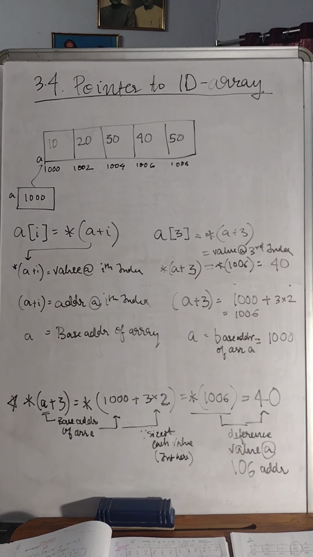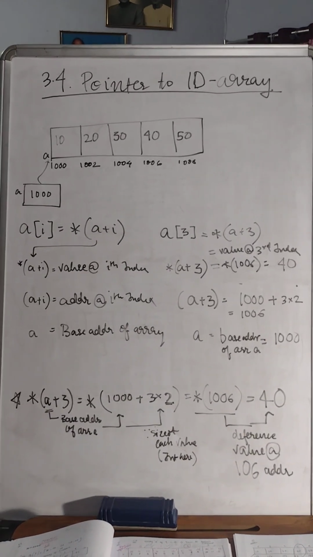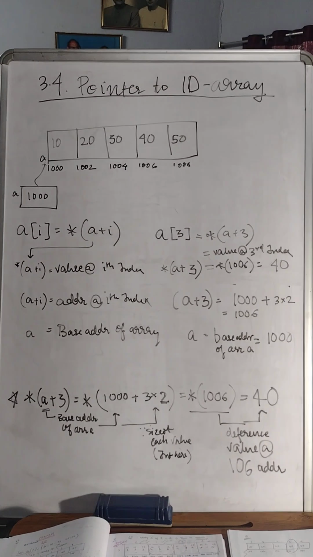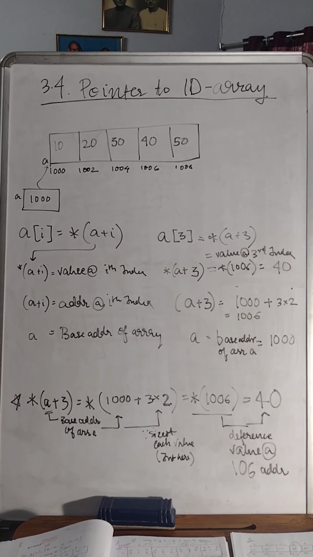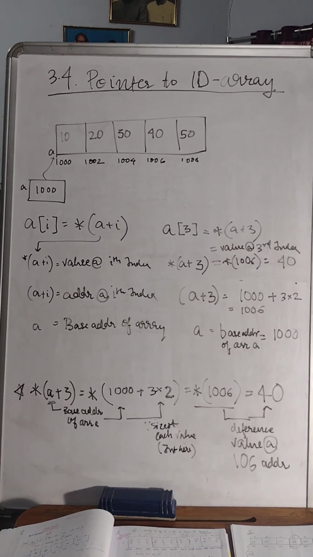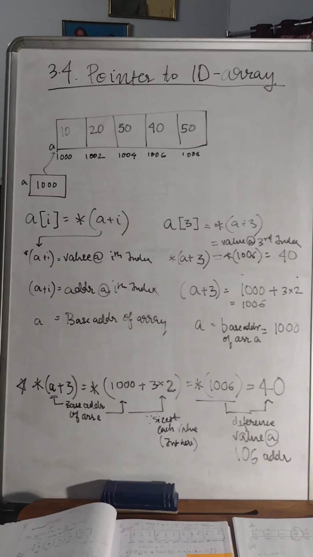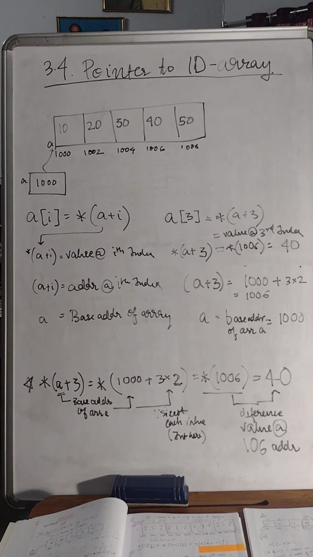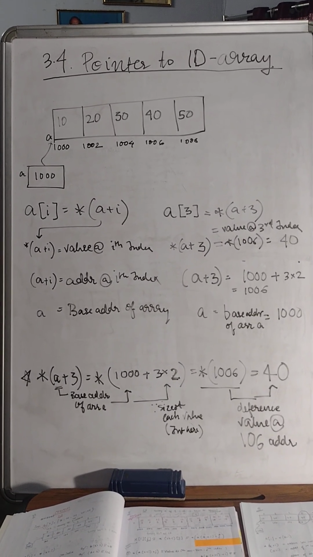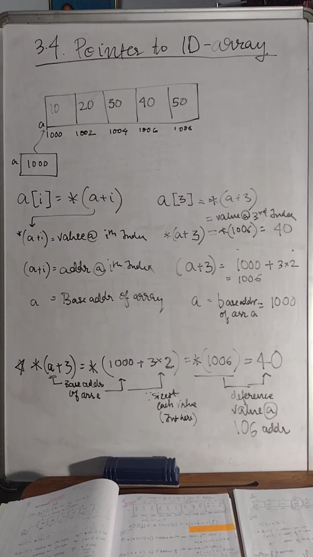So finally, talking about the fourth topic, that is a pointer to a 1D array, a one dimensional array. Suppose we have an array A with the base address of 1000 and we have 5 elements in the array A. Here we have considered int as just 2 bytes for our convenience, and we have addresses accordingly.